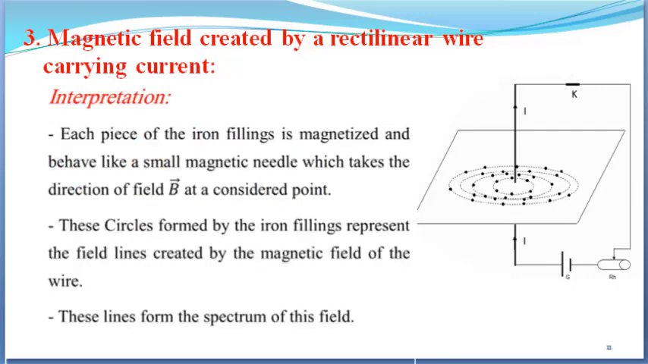Now we want to interpret this experiment. Each piece of the iron filings is magnetized and behaves like a small magnetic needle which takes the direction of field B vector at a considered point. These circles formed by iron filings represent the field lines created by the magnetic field of the wire. These lines form the spectrum of this field.